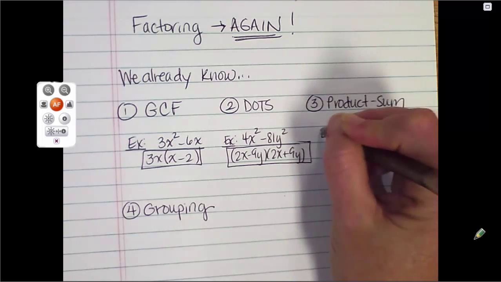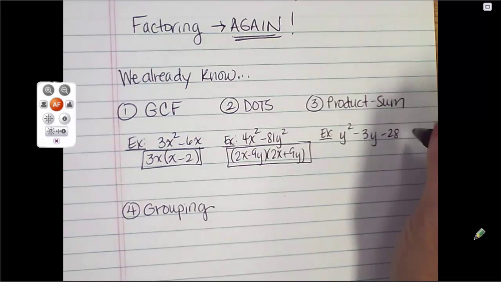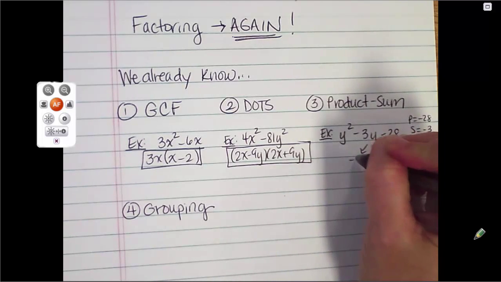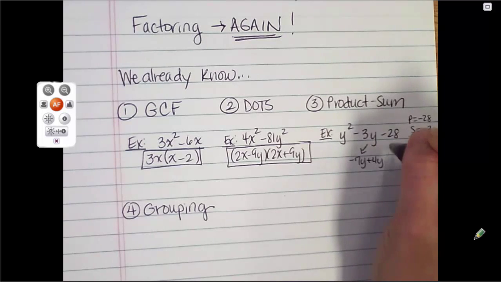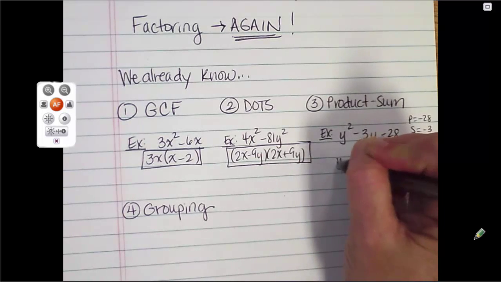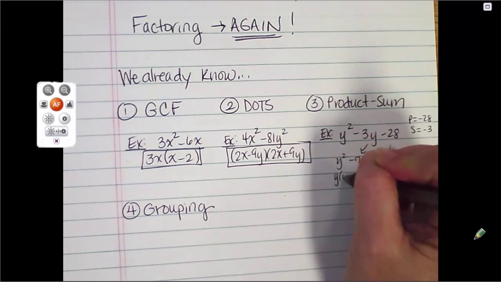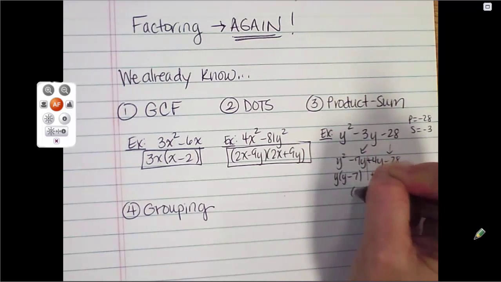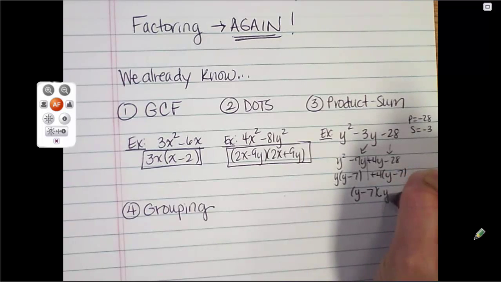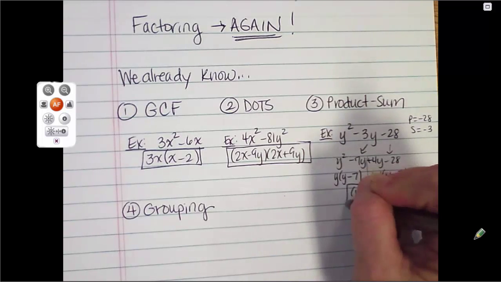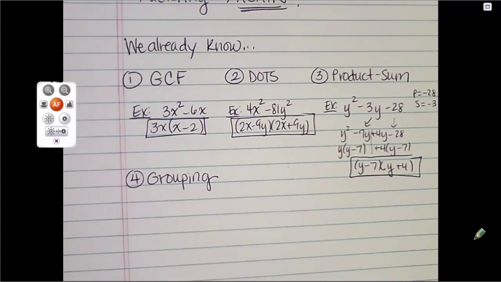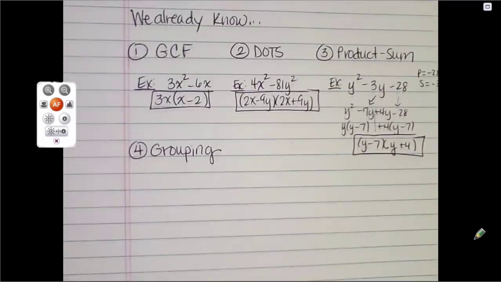Product sum is when we have a trinomial. So if we have y squared minus 3y minus 28, we need to find 2 numbers whose product is a times c, here negative 28, and whose sum is b, negative 3. We find the 2 numbers that work, here negative 7 and 4, split that middle, and rewrite it by taking a GCF out of each side. And we're left with y minus 7 and y plus 4 as factors.